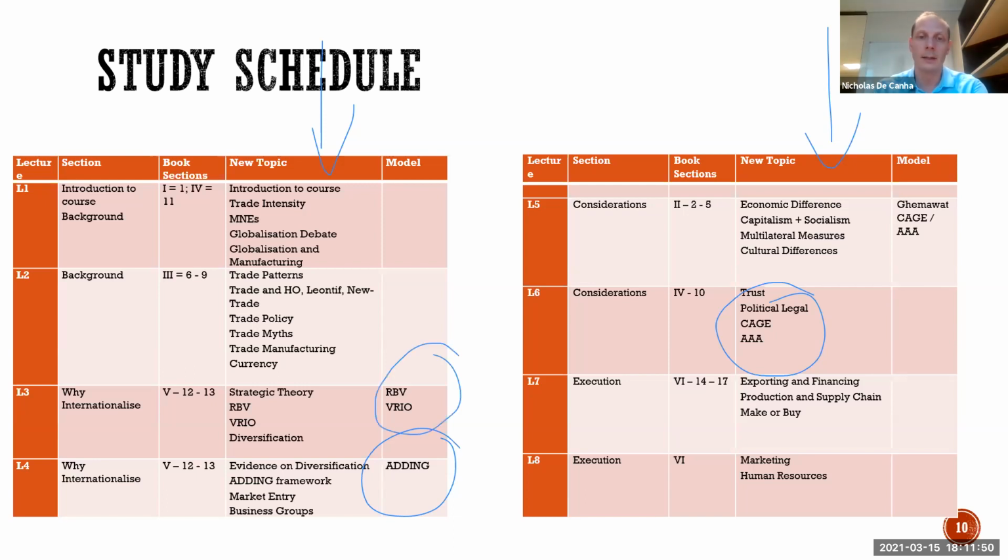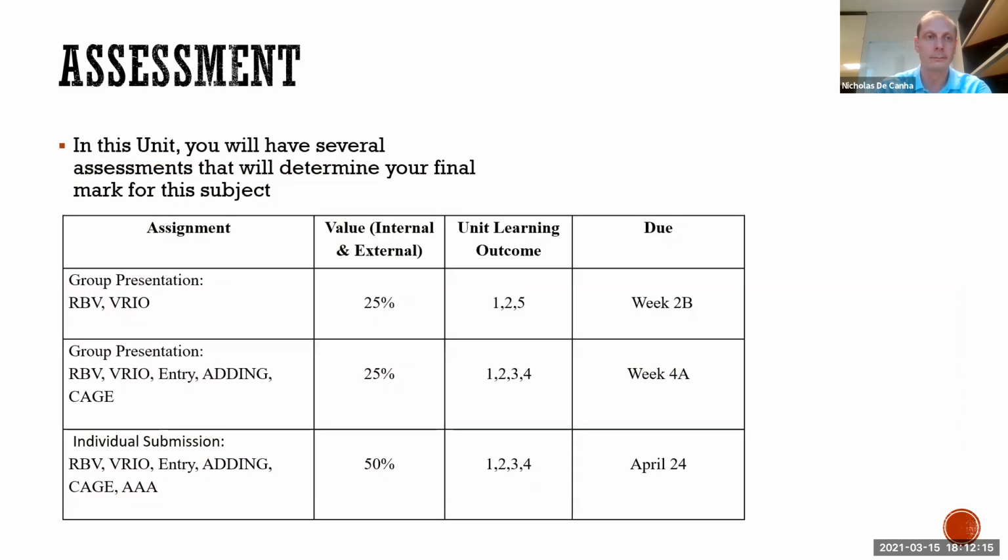And maybe a little more advanced area on what are the preconditions, or what is the thought process that should be going on before international expansion is taken on. And then, as I said, the last 2 modules are execution-based ones. That is marketing, human resources, and then some fairly granular information on that. There are 3 assessments, 25, 25, and 50.